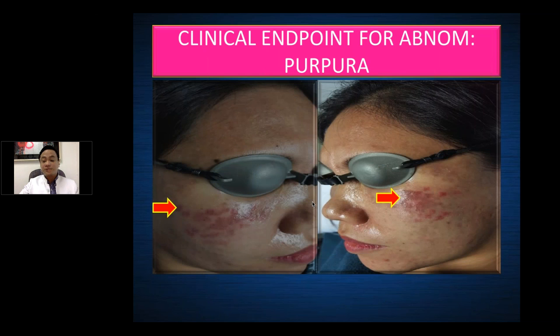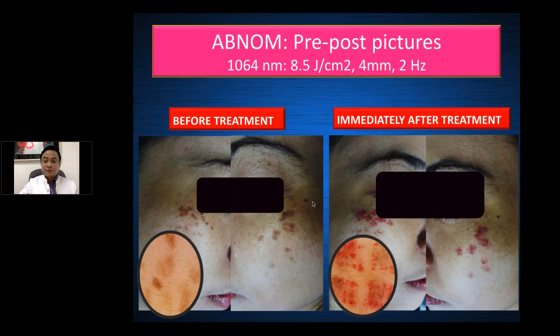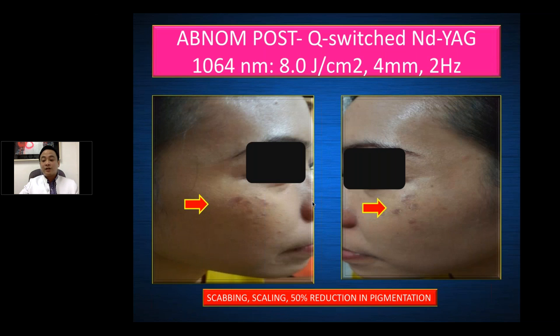And these are dermoscopic images just to show that the endpoint has been achieved in most of the patients using the parameters which are written above, like 8.5 joules, 4 millimeters, 2 hertz. And I noticed that in patients who have just developed their abdomen recently, there is more rapid response to treatment.